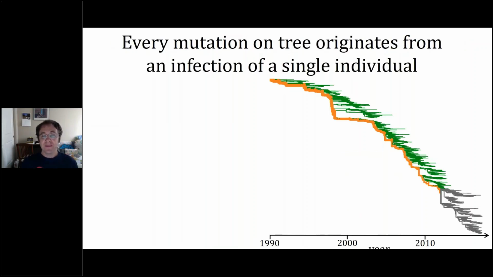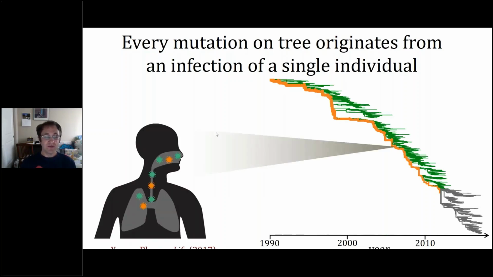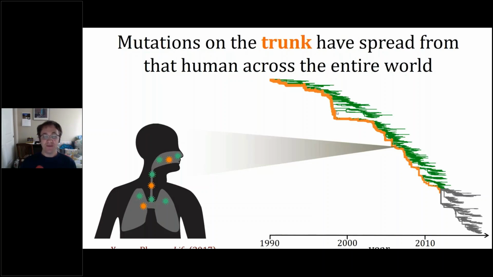So another amazing thing about this phylogenetic tree is that every mutation that we see on the tree originates from an infection of a single individual. So every time we see a mutation, and you can see from this tree that these mutations sweep to take over the whole globe in just a few years, there was some person who was infected with flu, and while the virus was replicating within that person, it created a mutation. And when we see that mutation on the trunk of the tree, it means that that virus eventually went from that person and spread across the entire world.